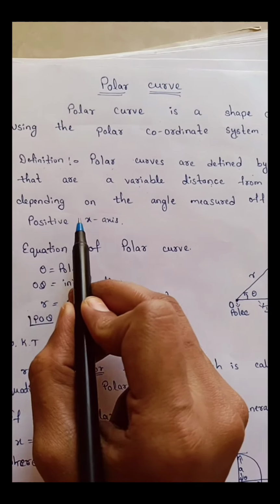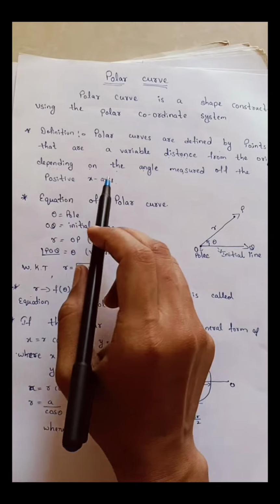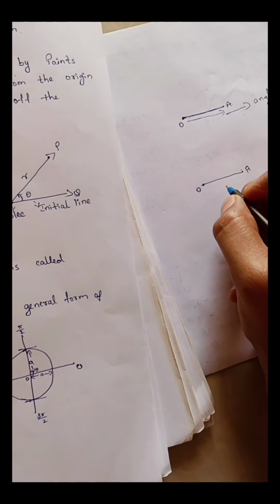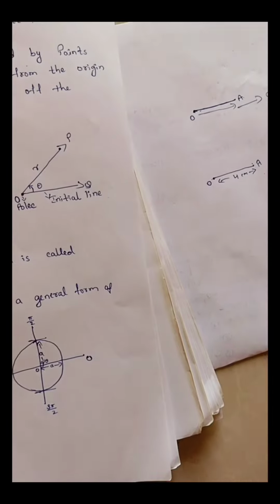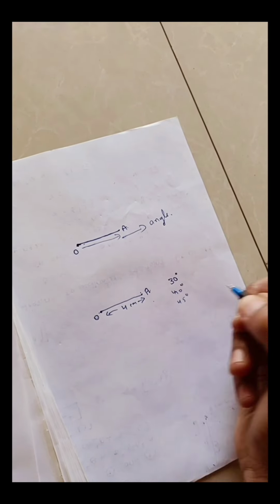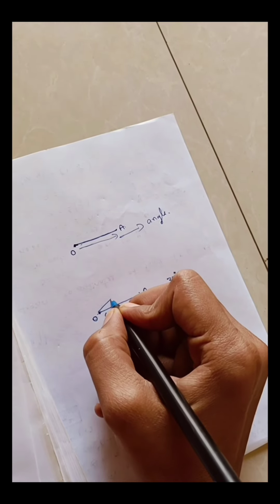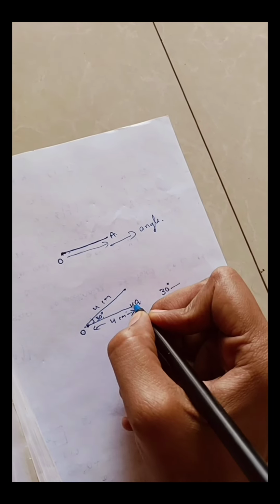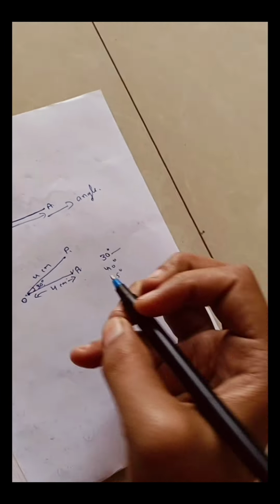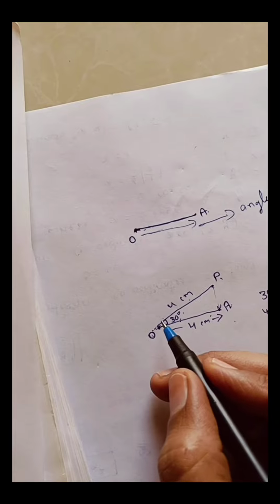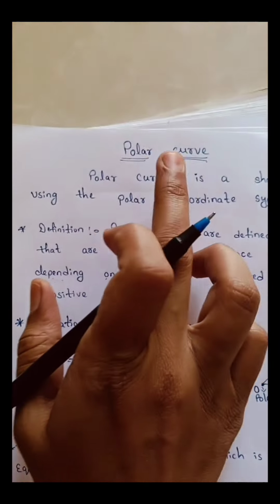Again, the definition depends on the angle. These points depend on the angle measured from the positive axis. See here, this is the origin and this is the distance to point A. Take one example: this distance is 4 centimeters, and these points depend on the angle. Take an angle of 30 degrees, 45 degrees, 40 degrees, whatever it is. Take 30 degrees, from here to here, the distance is the same, 4 centimeters here and 4 centimeters here. Give this point the name P. Then observe this diagram. Here the line OA changes its position by the angle. See here, this makes a curve, and that curve is the polar curve.